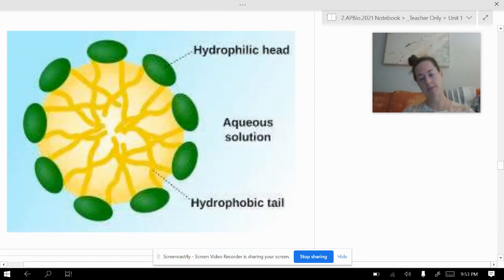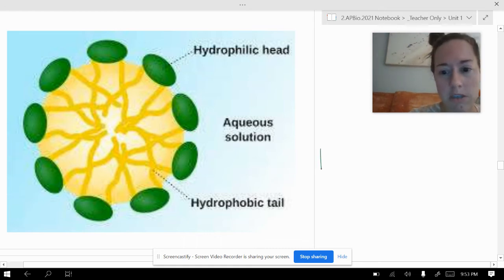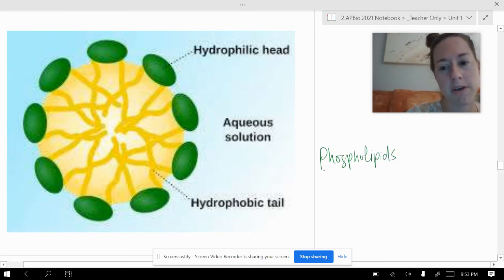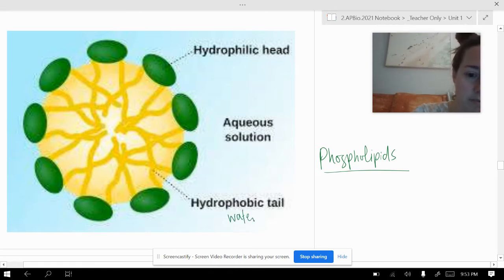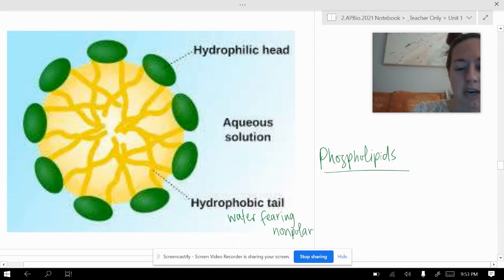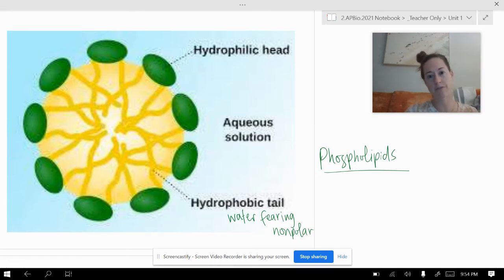Here is a diagram that just kind of shows your phospholipids. We'll talk about phospholipids more when we talk about the cell membrane, but what's happening here is that the fatty acid tails are hydrophobic, which that word might ring a bell to you. That means that they're water fearing, and it's because they're nonpolar. So because of that, they attract to one another. And then the hydrophilic, water-loving head is the phosphate.